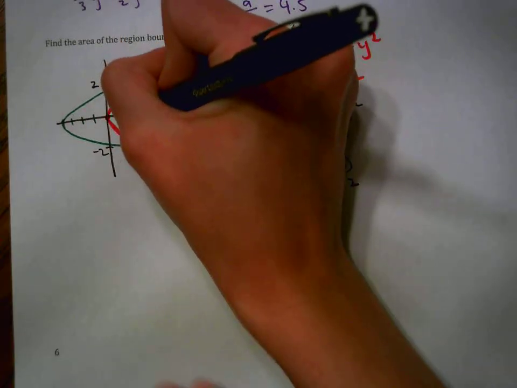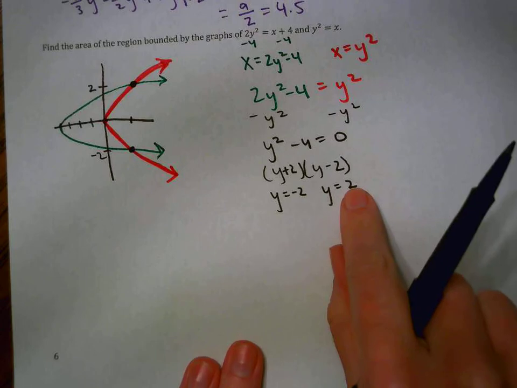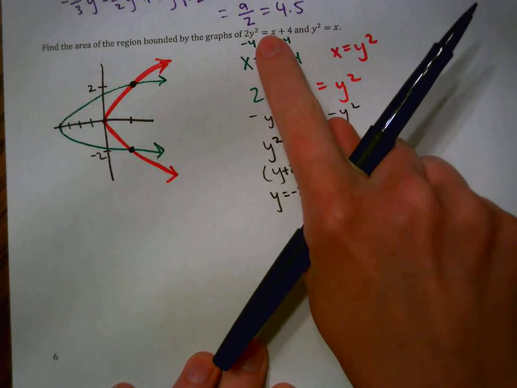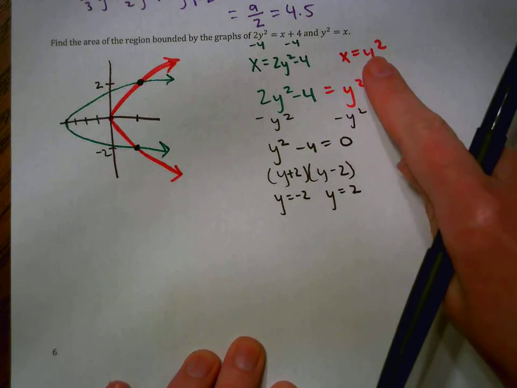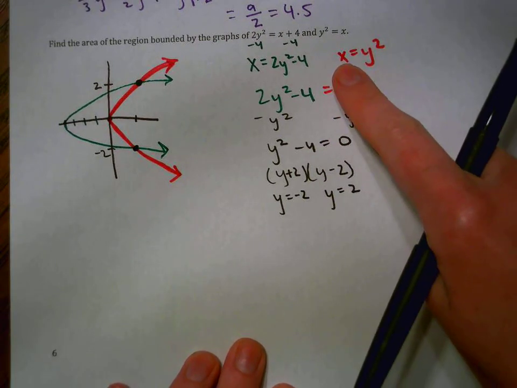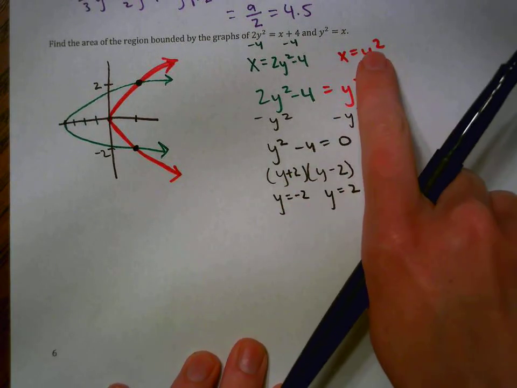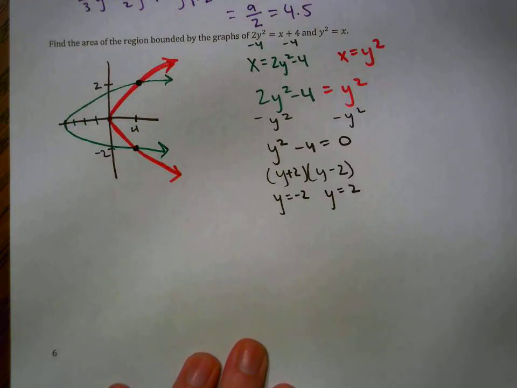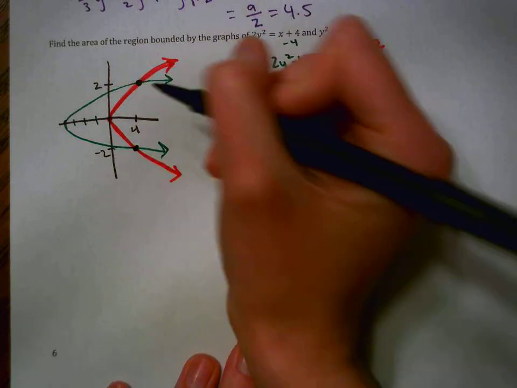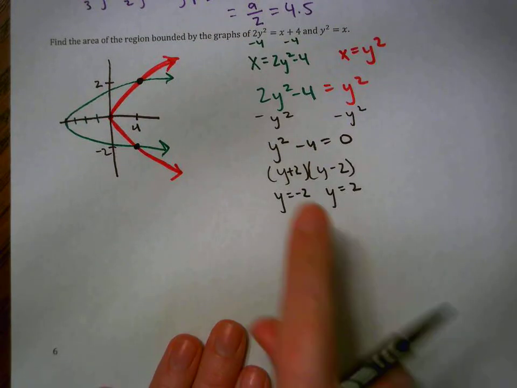We don't really need to know that x value, but if you wanted to, you could plug it back in to either one of these formulas. I'll use this one. So when y is 2, if I square it, my x is 4. And same thing here, if y is negative 2, when you square it, x is 4. So these are both at x equals 4, but we shouldn't be using that number when we set up our integral because it's all in terms of y.